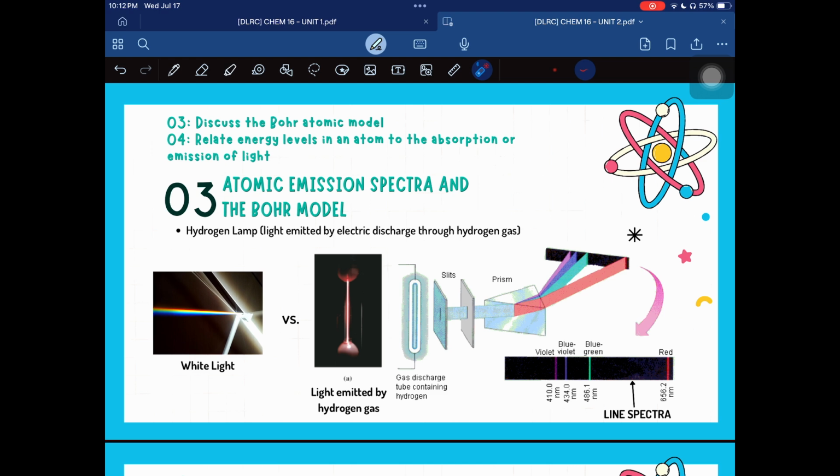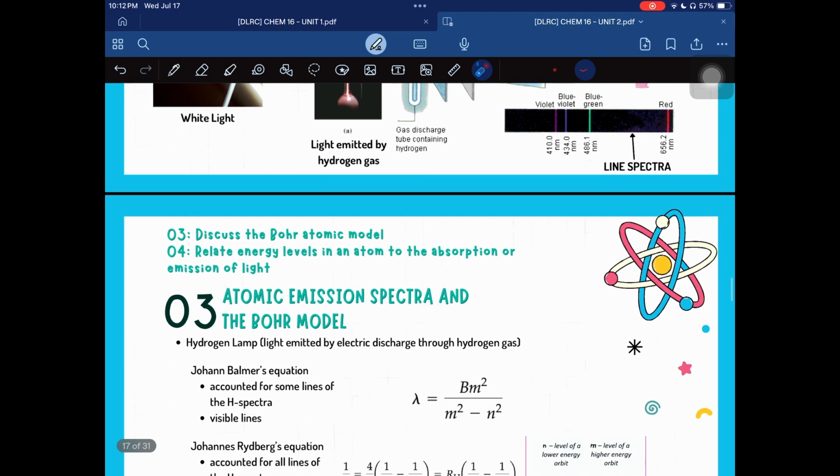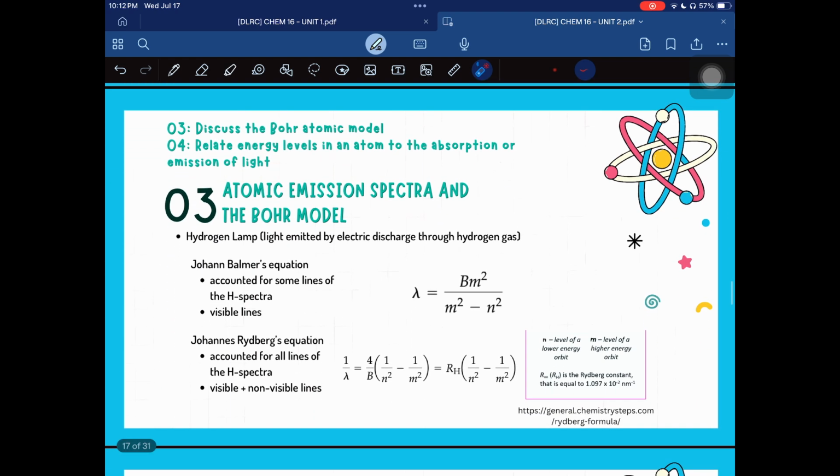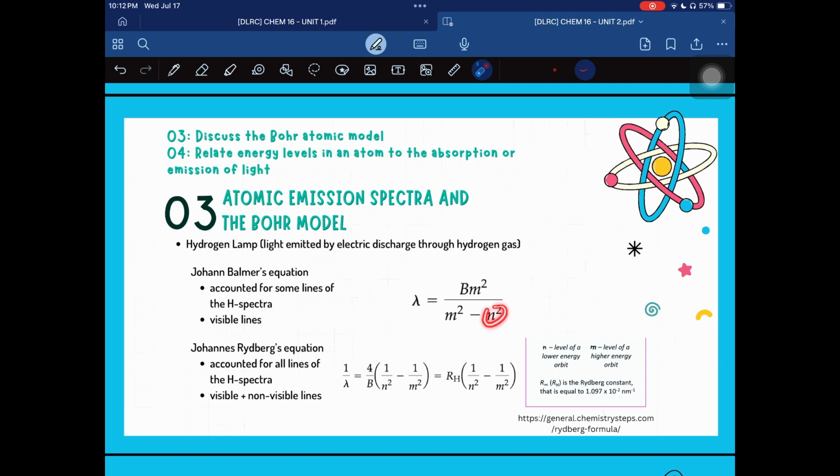Now this atomic emission spectra derived from the visible light became Balmer's basis to deduce the following formula for the wavelength of the spectral lines. So this n is equal to 2. So b is a constant having the value of 364.6 nanometers. So b is equal to 364.6 nanometers.